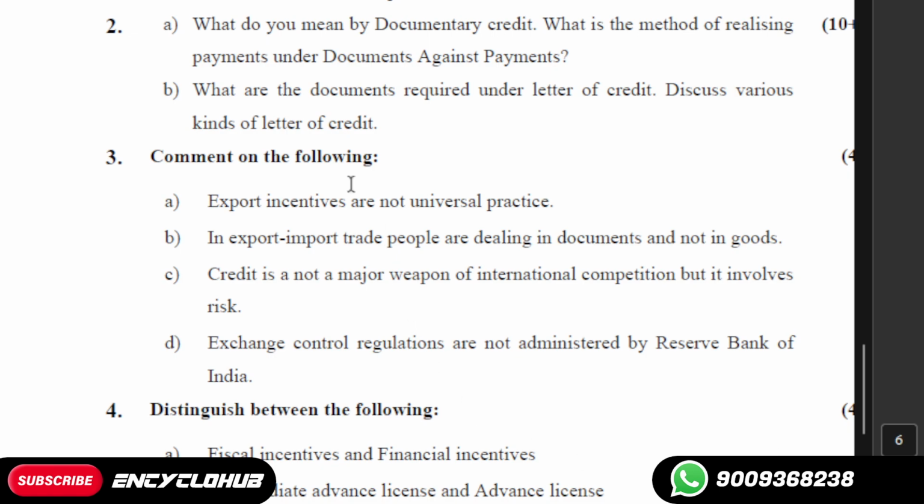The question number 2 is, what do you mean by documentary credit? What is the method of realizing payments under documents against payments? What are the documents required under letter of credit? Discuss various kinds of letter of credit.